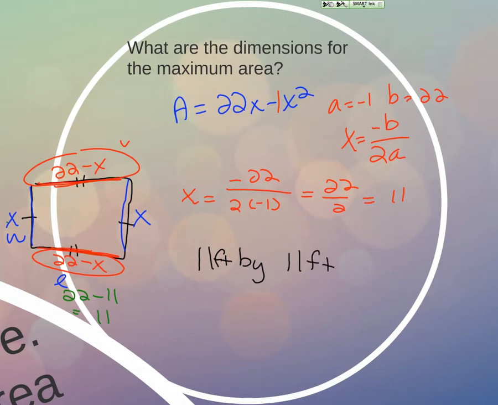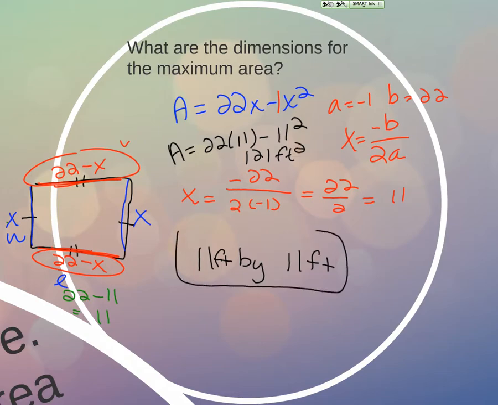So I did plug that x back in. It happens to be they're the same. It's not always the same. And if I did plug x back in here, I would find out that my maximum area is, I'm writing that down wrong, so 22 times 11 minus 11 squared. So my maximum area is actually 121 square feet. So that's that maximum area, but the dimensions are 11 by 11.